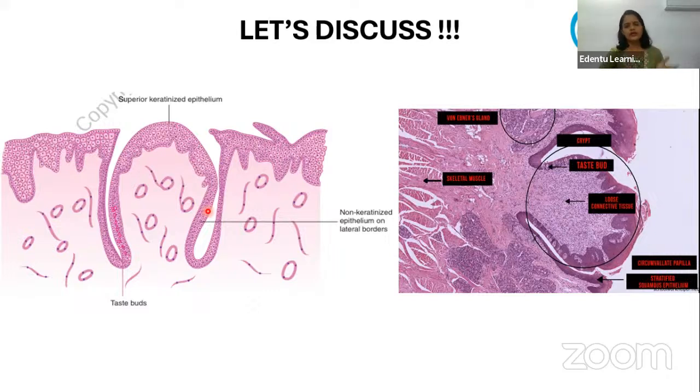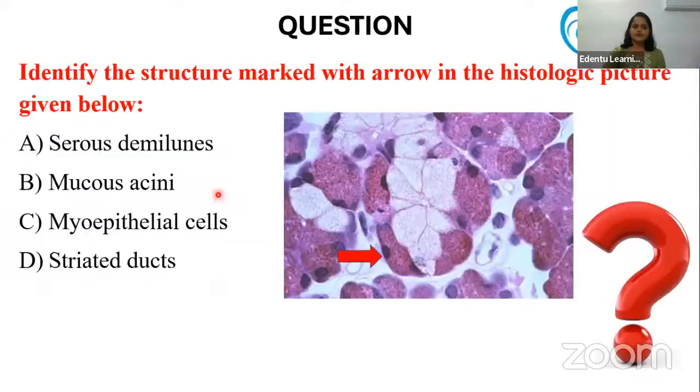And underlying, you can see the von Ebner's gland and the skeletal tissue and the connective tissue. And in these crypts, you will be able to see the taste buds also. So that's one characteristic feature of this circumvallate papillae.